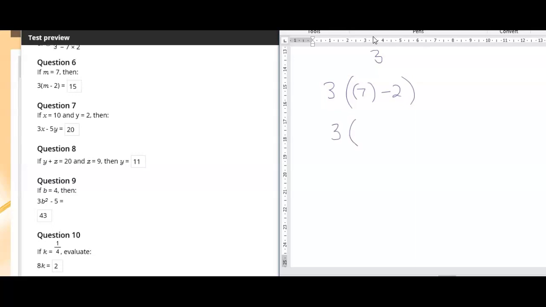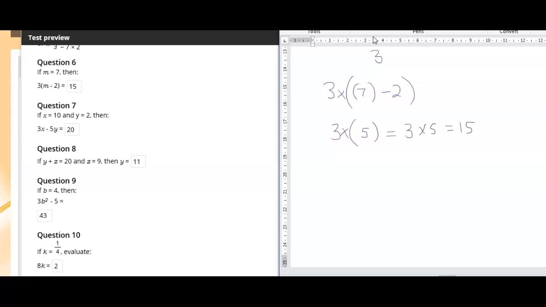So leave the 3 at the front. So 7 minus 2 gives you 5. So there is like a little invisible multiply sign there. So effectively we're doing 3 times 5, which is 15.